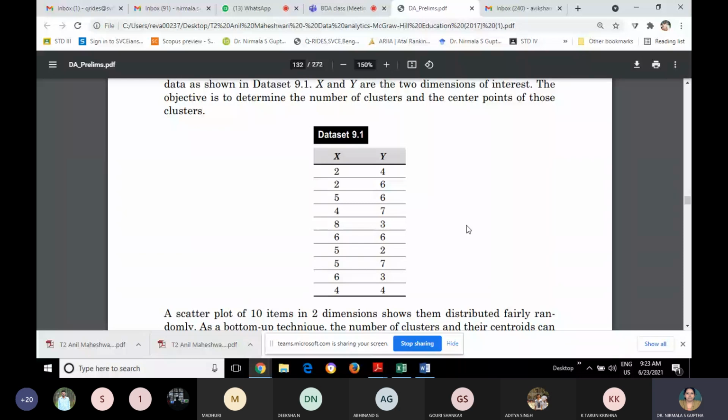I'm asking you. Yes, ma'am. Okay. So based upon that particular logic, we are trying to initially place all these data points with respect to one dimension, not the second dimension. So we will first concentrate on the first dimension. See only the first column value with respect to the x dimension: 2, 2, 5, 4, 8, 6, 5, 5, 6, 4. Correct? Correct?